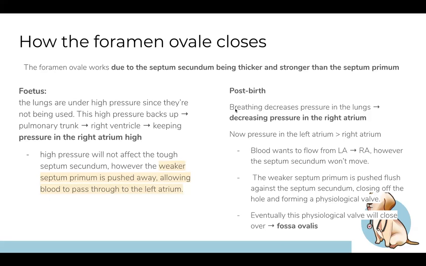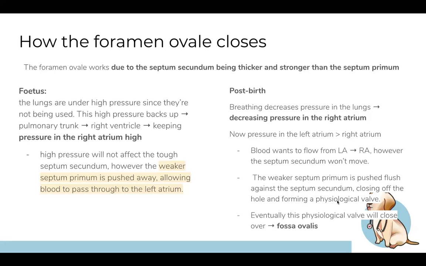Post-birth, however, you start breathing. Because you're breathing, it decreases the pressure in the lungs, which, backing all the way up, decreases the pressure in your right atrium. So now, pressure in the left atrium is higher than in the right atrium. Your blood wants to flow from your left atrium to your right atrium now, but because of our floppy septum primum, it gets pushed flush against the septum secundum. The septum secundum isn't going to move. The septum primum is just going to be pushed flush against it. So that closes off your hole.